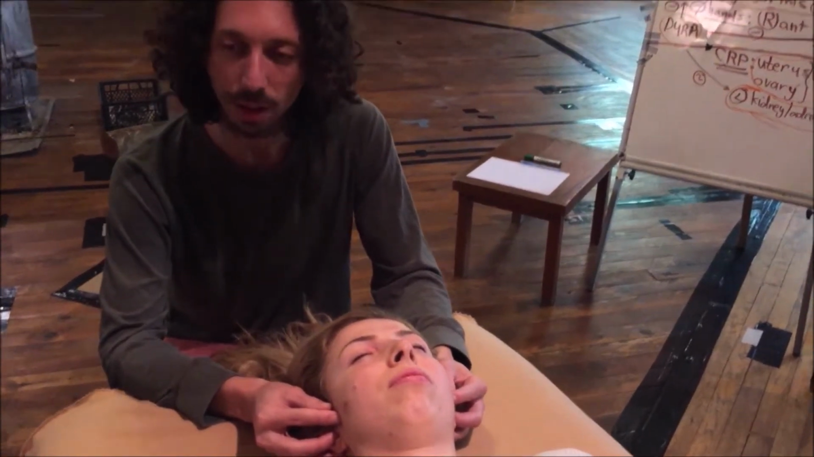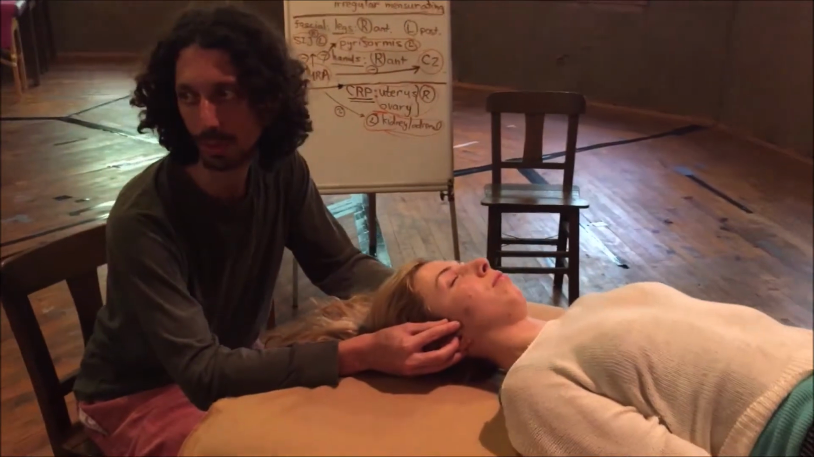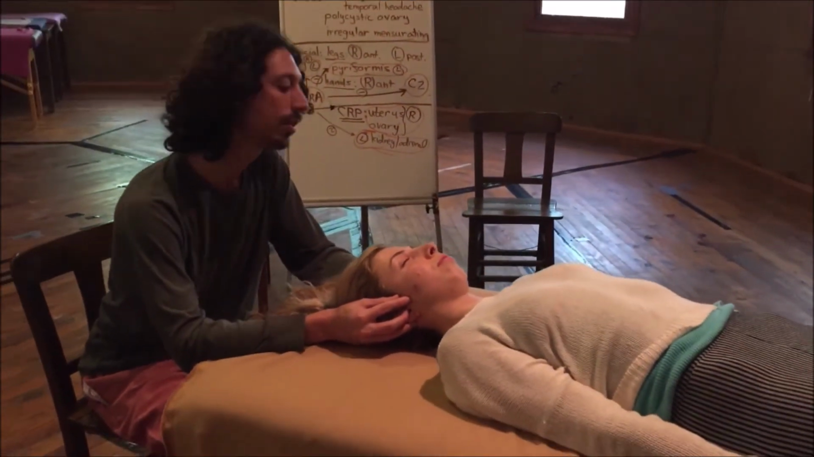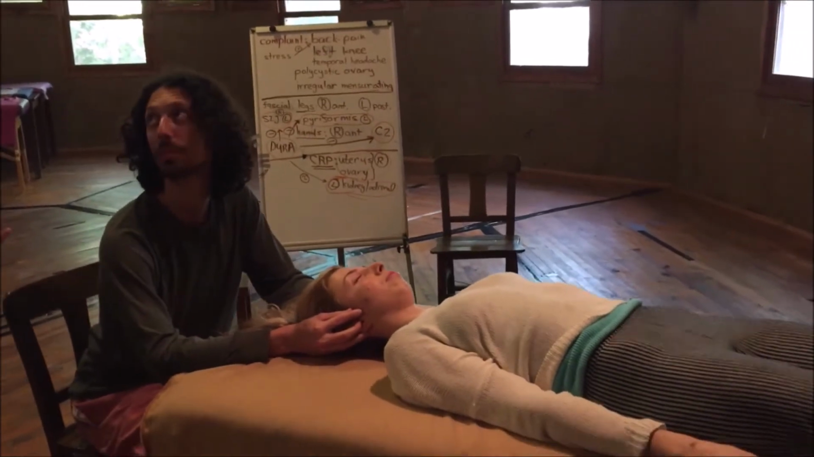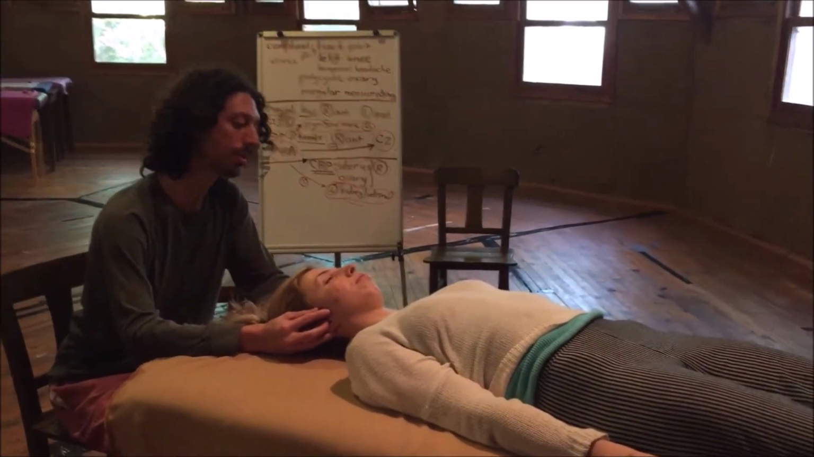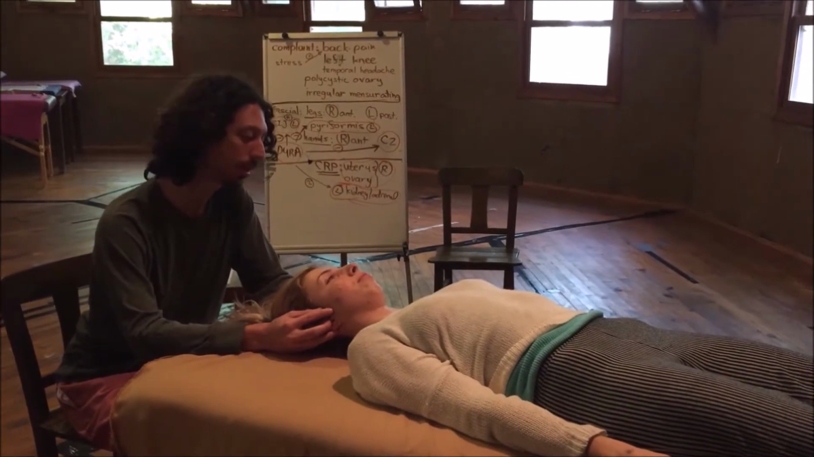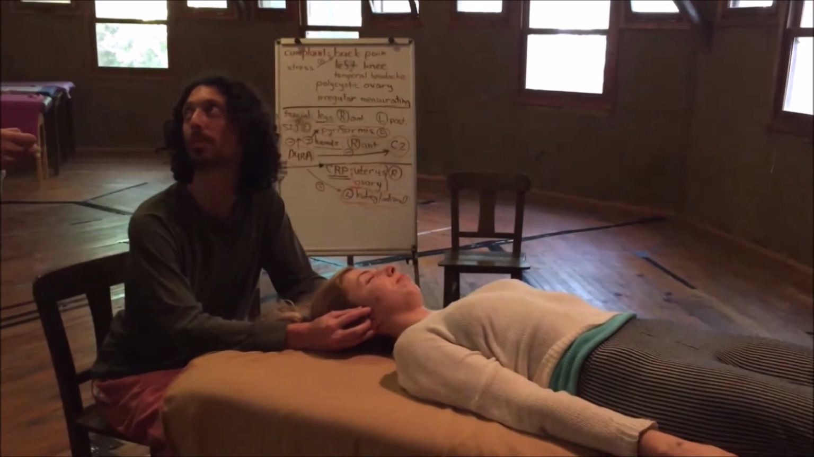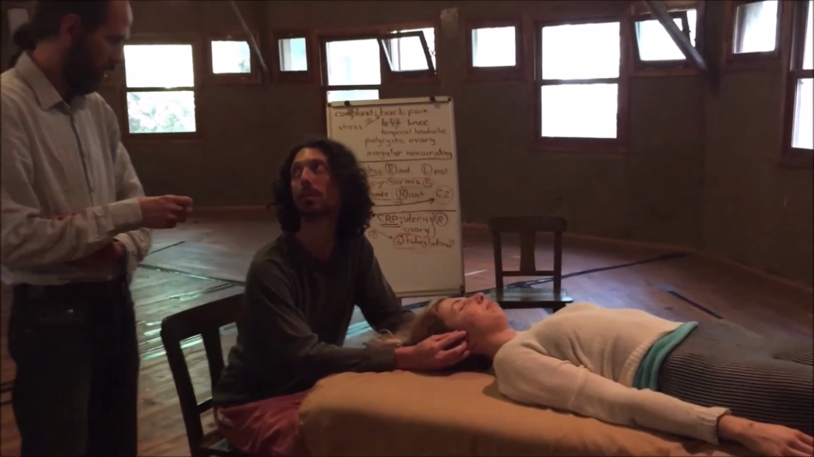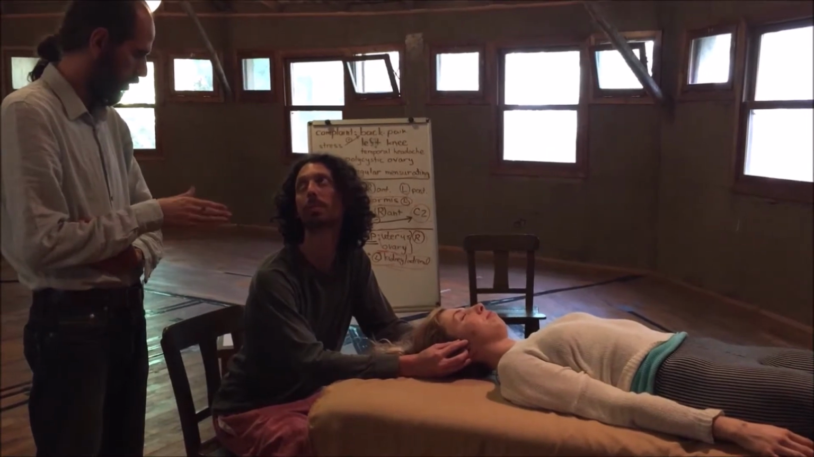Okay. I feel that it's not passing from the left tentorium to the right one. Again, it's not passing from left to right. Okay, so what I want you to do now is check which part of the tentorium is blocked on the left side. Check between the occiput to temporal and between temporal to sphenoid.